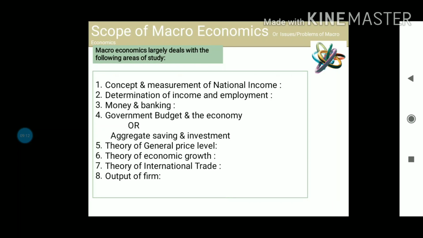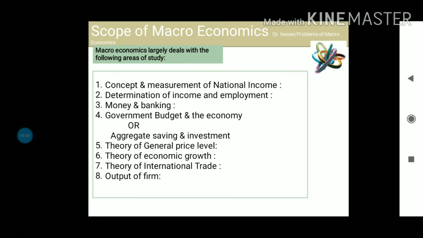So with the government budget, we see how the government controls the economy and regulates the money supply. Here we will discuss the monetary policy of RBI and the fiscal policy of the government with the help of taxation and government expenditure. We will discuss this in detail in our fourth unit, that is, government budget and the economy.